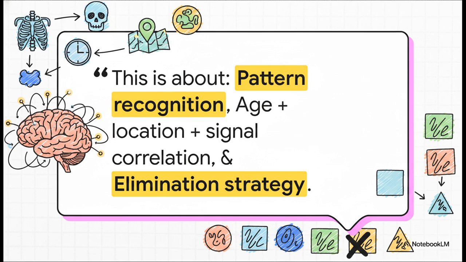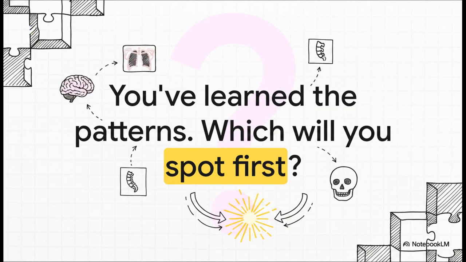And when you're in that exam, it's about using all of that knowledge as a weapon to systematically eliminate the wrong answers in those multiple choice questions. That right there is the entire philosophy. So, now you've got the framework. You've got the high-yield patterns locked in. The only question left is, which one of these patterns are you going to spot first when you sit down for that exam? Trust me, you're way more prepared than you think you are. Now go find those patterns.